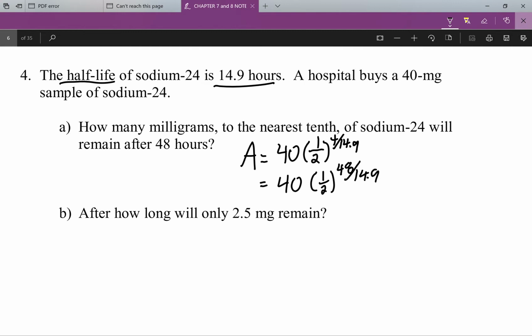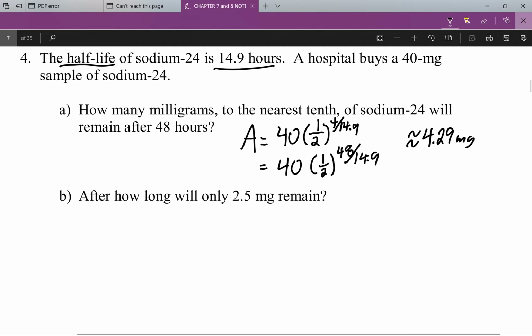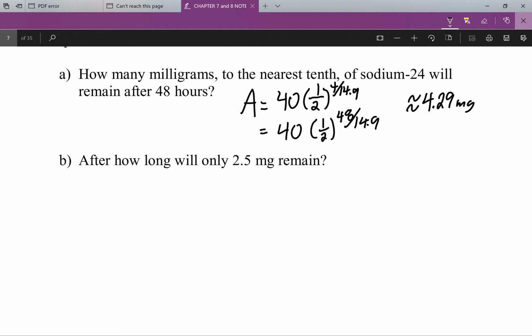And this will tell us that we'll have approximately 4.29 milligrams left after 48 hours. After how long will only 2.5 milligrams remain? So this is going to be another one of those situations where we pop it into our graphing calculators. Well, let's build the formula first.